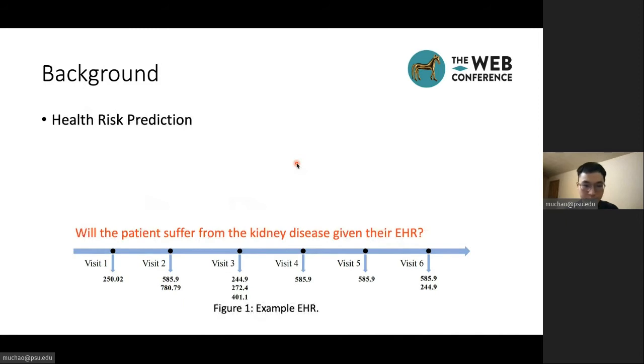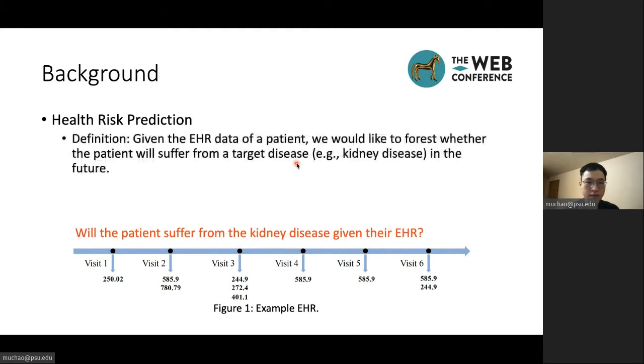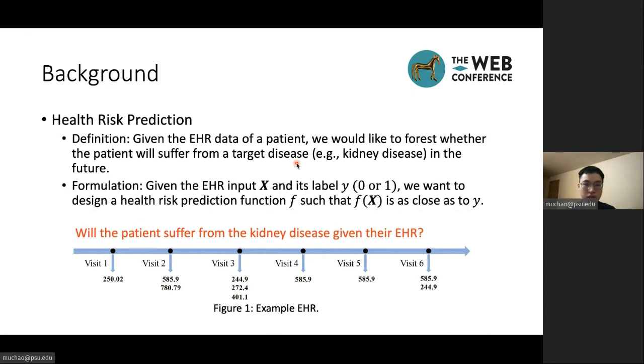Next, when we have this data, a question that we are curious about is, will the patient suffer from kidney disease given their EHR? This is an example of health risk prediction. By definition, health risk prediction is the problem of, given the EHR data of a patient, determining whether the patient will suffer from a target disease, such as kidney disease in the example, in the future. In the math formulation, given the EHR input X and its label Y equals 0 or 1, we want to design a health risk prediction function F such that F of X is as close as possible to Y.